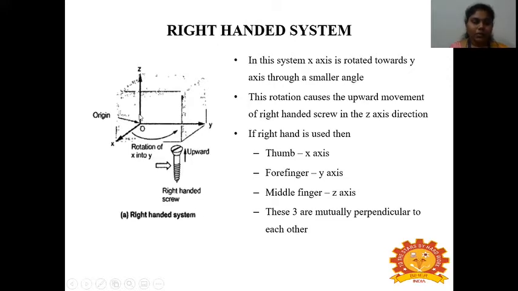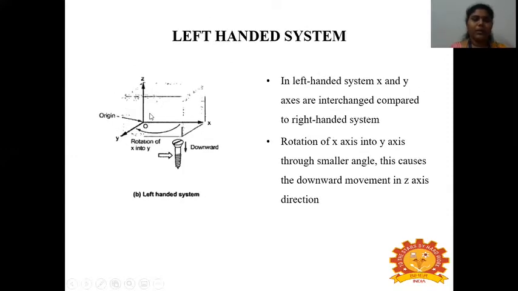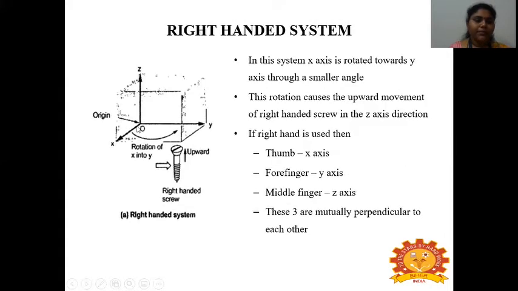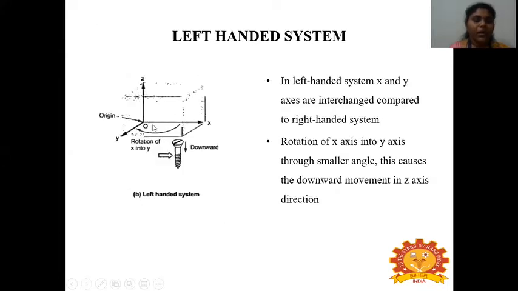If the right hand is used, then your thumb will indicate the x-axis, the forefinger will indicate the y-axis, and the middle finger will indicate the z-axis. These three are mutually perpendicular to each other. Next, the left-handed system. In the left-handed system, see here, the axes positions have been interchanged. Previously in the right-handed system, the x-axis is towards here and the y-axis is horizontal. In the left-handed system, the x-axis is horizontal and the y-axis is perpendicular to it.